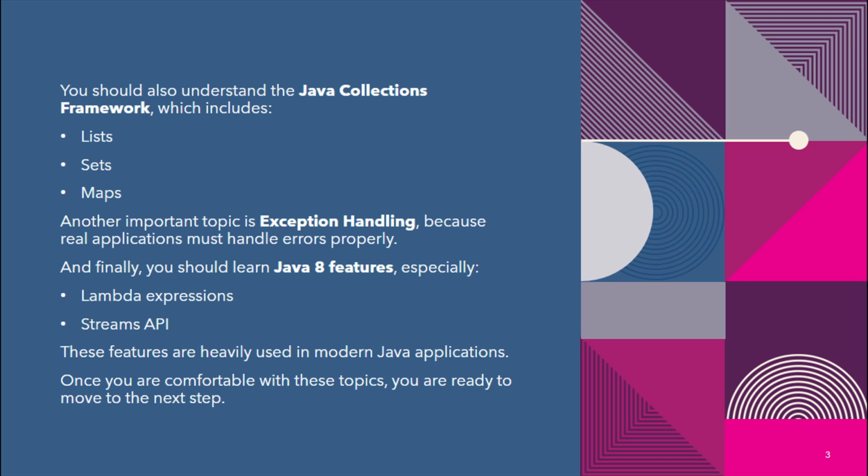You should also understand the Java Collections framework, which includes lists, sets, maps. Another important topic is exception handling, because real applications must handle errors properly. And finally, you should learn Java 8 features, especially Lambda expressions, Streams API. These features are heavily used in modern Java applications. Once you are comfortable with these topics, you are ready to move to the next step.